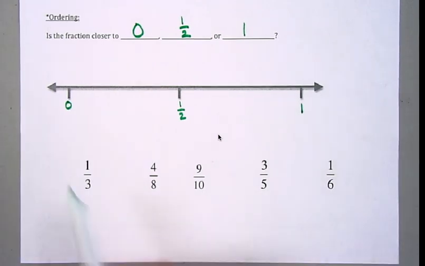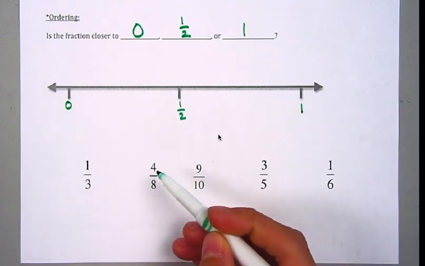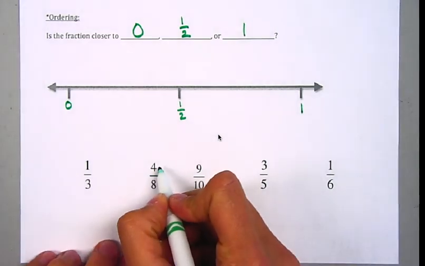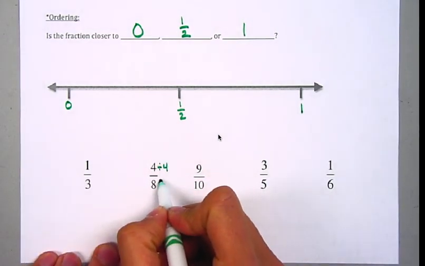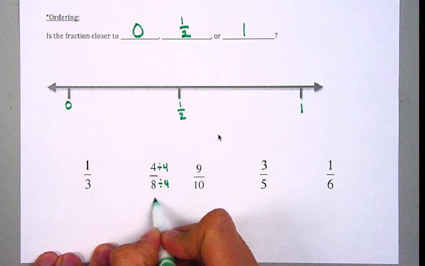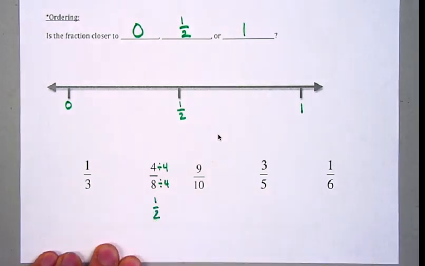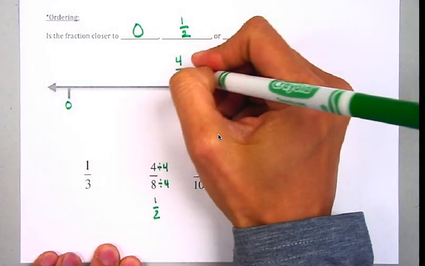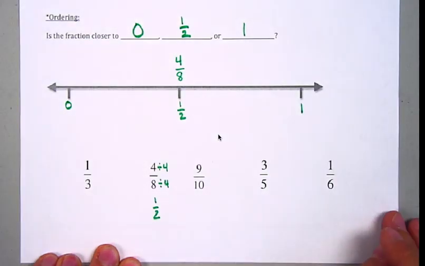So the first thing I usually look for is to see if any of my numbers are equal to 1/2. And I notice that I see 4/8 here. I know that 4 is half of 8, and if I were to simplify this by dividing both by 4, I would get 1/2. So I know that 4/8 is right here.